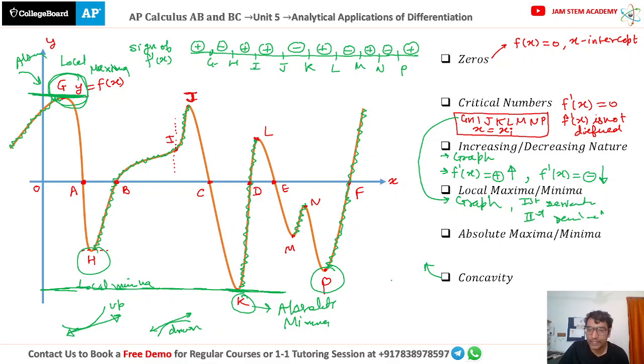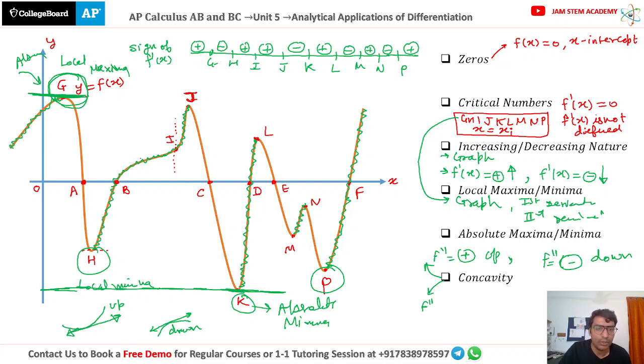Okay. And analytically, that depends on the double derivative. If the double derivative comes out as positive, then the concavity is up. And if the double derivative comes out as negative, then the concavity is downward. You can choose any point.